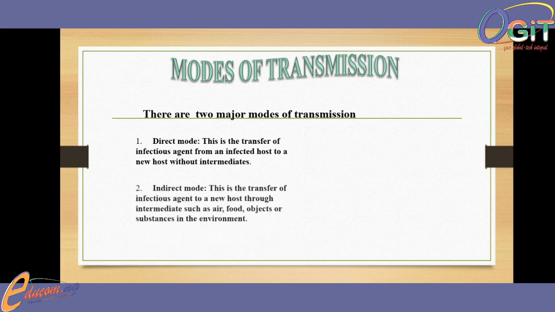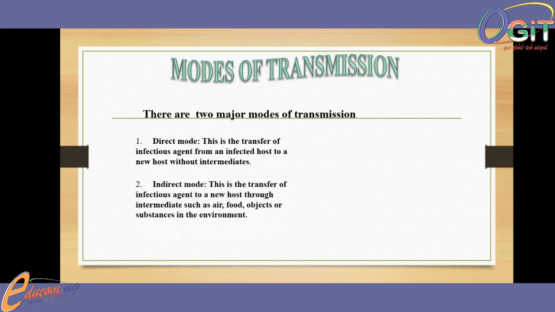And number two, we have the indirect mode of transmission, which is the transfer of infectious agents to a new host through intermediates such as air, food, objects, or substances in the environment. We have airborne transmission, vector transmission, and vehicle-borne transmission.